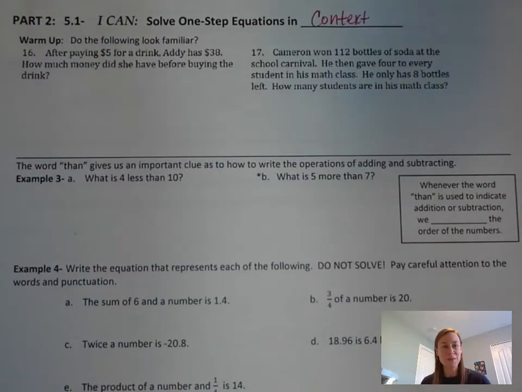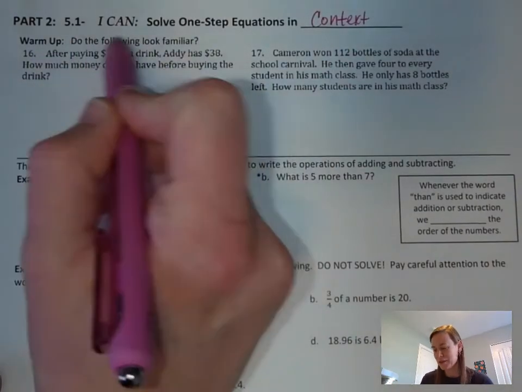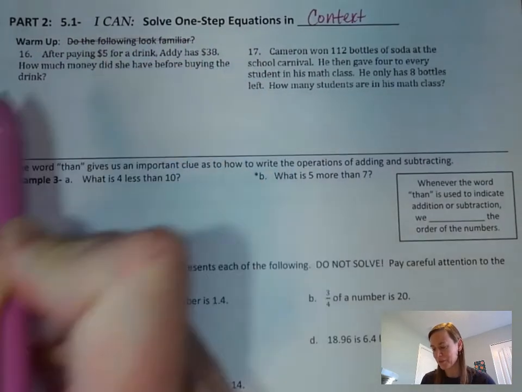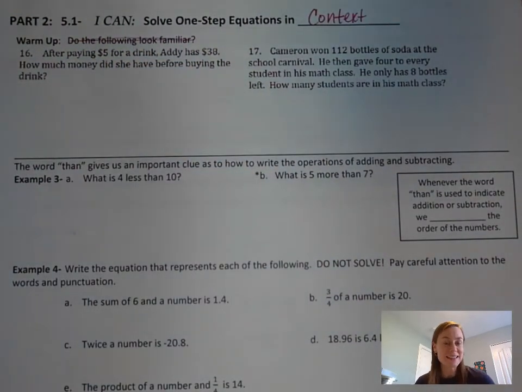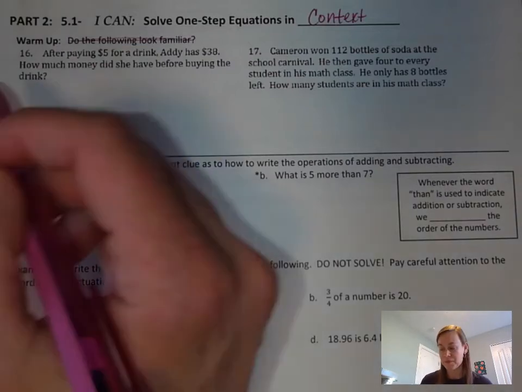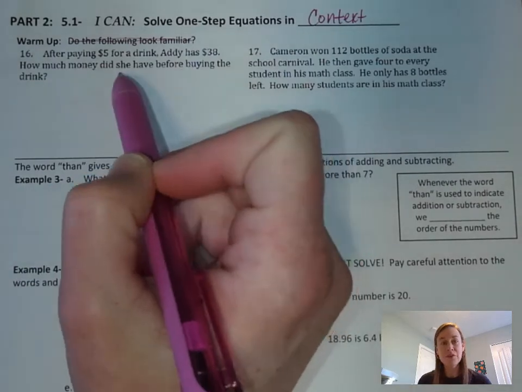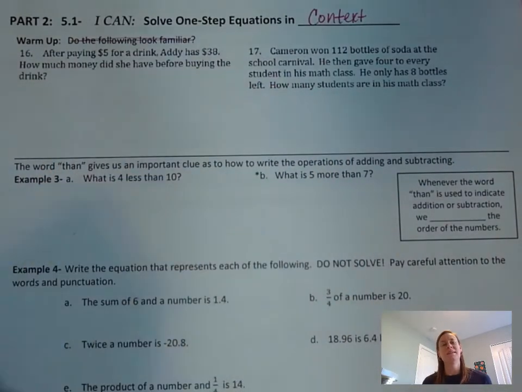For the warm-up, number 16, it says, after paying $5 for a drink, Addie has $38. How much money did she have before buying the drink? Okay, so if she had some amount of money and then she paid $5 for the drink and then she had $38, how much money did she have at first? And how can I write that as an equation? That's what we're going to do. Write it as an equation.